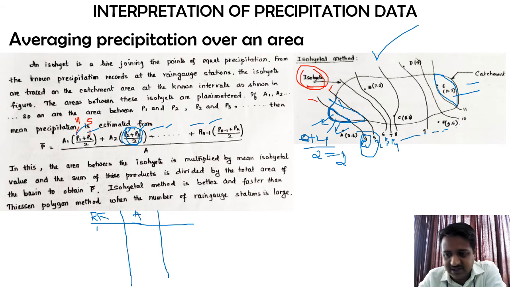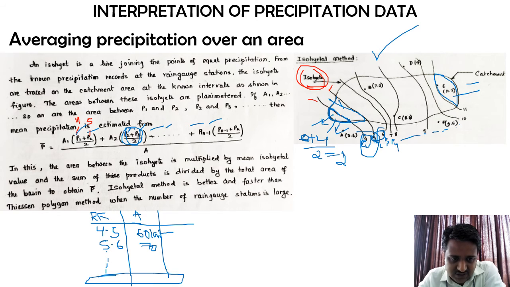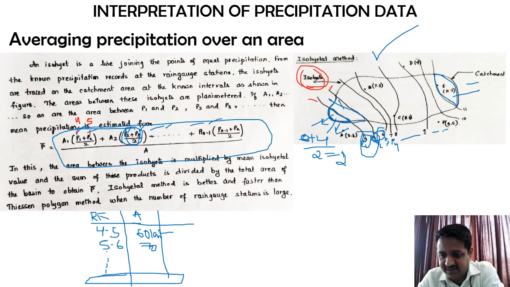Here they might give you this as 4 to 5 and the area covered, let us say 60 kilometers squared. Next one will be 5 to 6. Here if you check this figure, for 5 to 6 the area may be 70 kilometers square, and so on. So they can give your question in this way. Based on this we need to do the calculation as per the formula given above. This is how we can solve the problems on the isohyetal method.